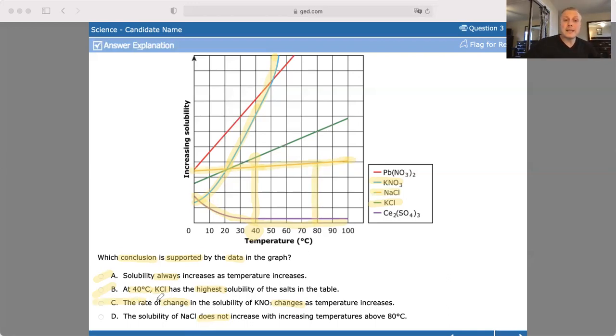So the best answer here in this very challenging question, in my opinion, would be actually answer C. The rate of this KNO3, meaning how it changes, because there's a curve. Curve means that you are constantly changing. If you're a straight line, you have the same rate. You're going with the same path. But if there's a curve, that means that there's a bigger change in here.